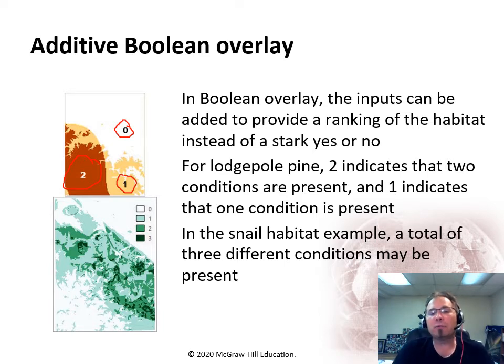So what I tell my students is when you're doing Boolean overlay, do them both. Because like I said, the hard part is getting the rasters ready to be put into the map algebra tool. Once they're in the map algebra tool, it takes literally seconds to change them from a multiplication to a plus sign. Then you have both models and you can kind of gauge which one probably makes more sense for the type of research you're doing.